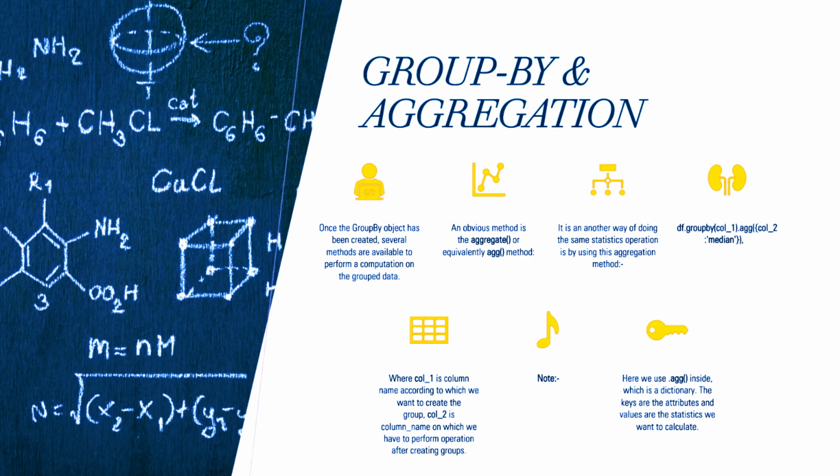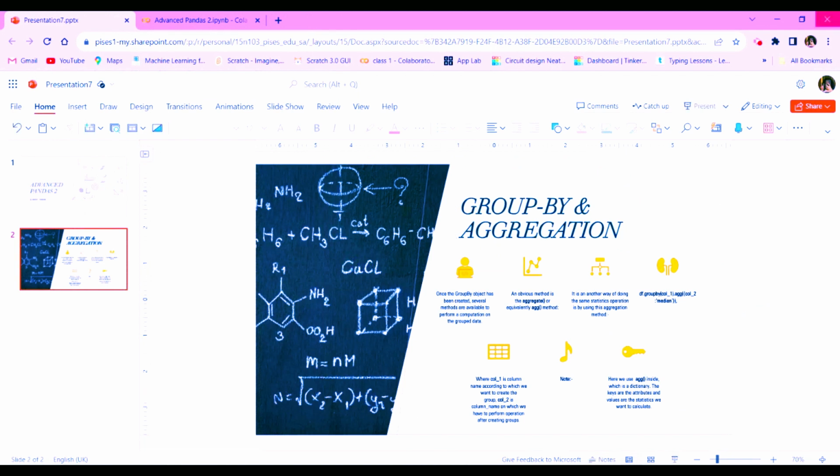df.groupby('column1').agg({'column2': 'median'}). It's just like a shortcut, where column 1 is the name according to which we want to create the groups, and column 2 is the column name on which we have to perform the operation after creating the groups. Note, here we use agg inside, which takes a dictionary, where the keys are attributes and the values are the statistics we want to calculate. Now, what exactly is aggregation?